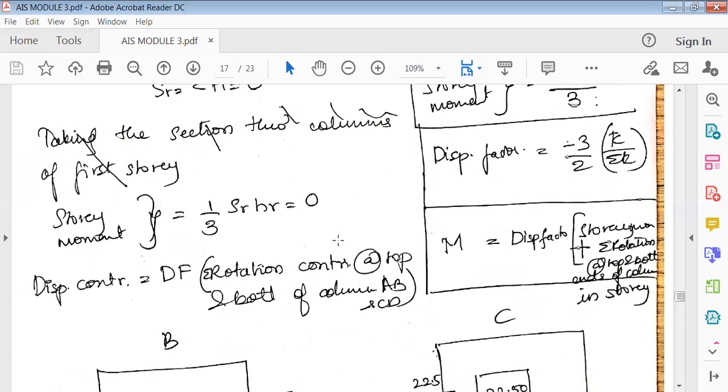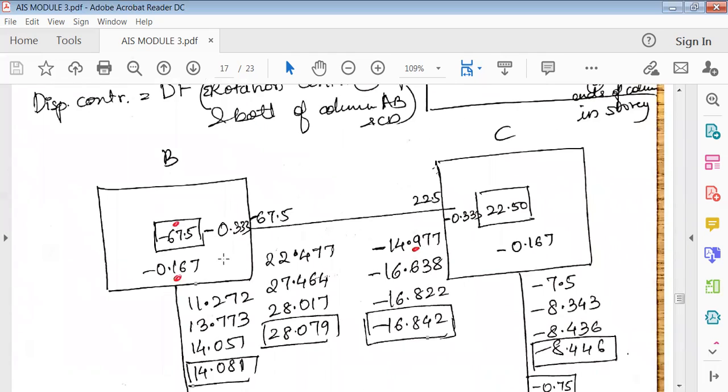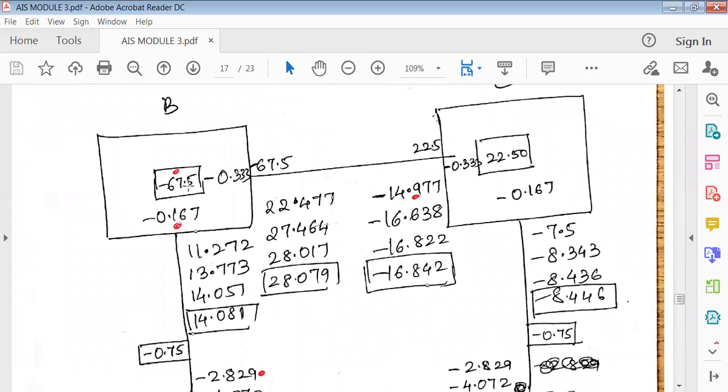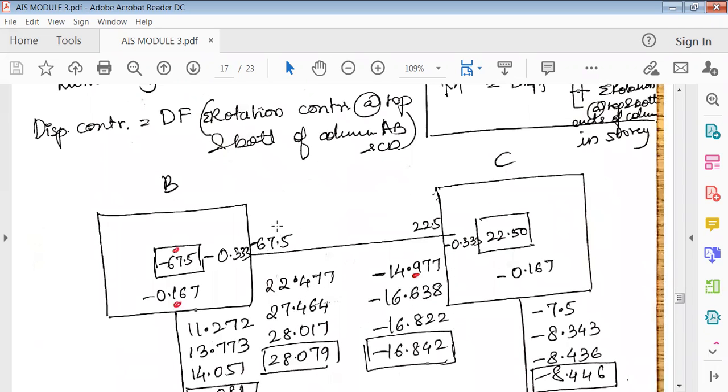Now how to calculate this: you see here, when you're calculating this distribution displacement contribution. First, as usual, we'll do the cycle of rotation contribution, that is minus 67.5, and this is plus 22.5. Then there are no moments here. There are no moments in this column section. All the moments in the column are 0. So the 67.5 and 22.5, I'll write inside here.